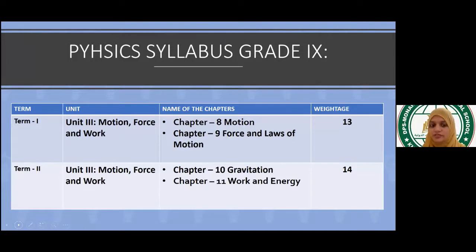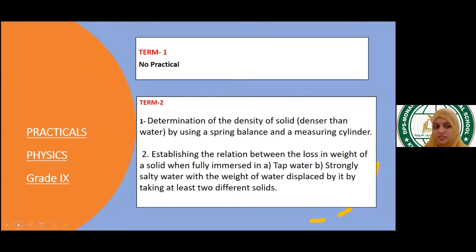In term 1, we are having 2 chapters in physics, which will be carrying 13 marks weightage. Whereas in term 2, again, we have 2 chapters, gravitation and work and energy, which will be for 14 marks. Now we'll see what about practicals. For grade 9, there is no practical in physics for term 1. But for term 2, we have 2 practicals in physics.